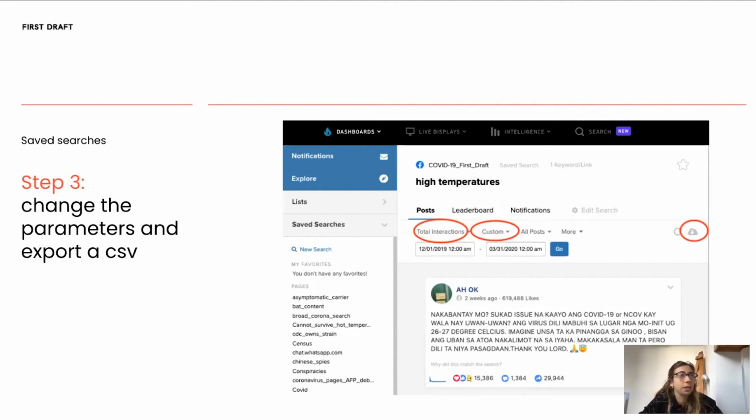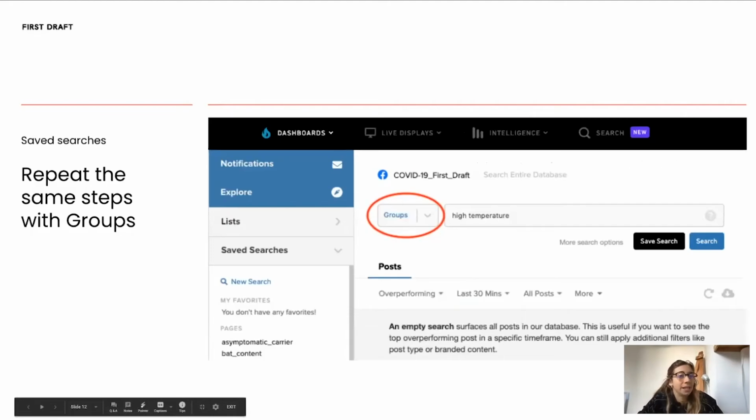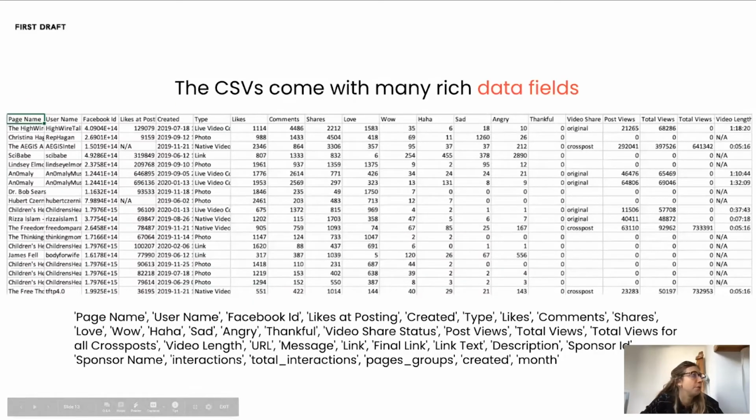So at this point, we press go, and then we click on the icon on the right to download the data. And after a few minutes, it depends on how much data you're requesting, you will receive an email with a CSV file. Again, as I said before, unfortunately, you have to repeat the exact same steps as we did before, but with the groups, or you can just focus either on Facebook pages or on groups. And once you have downloaded them both, this is how the CSV will look.